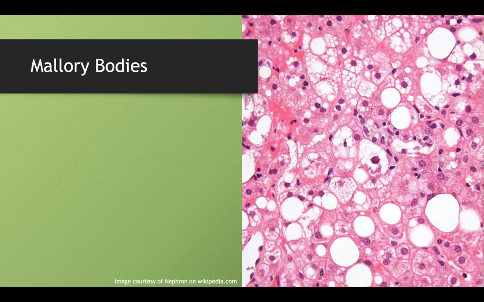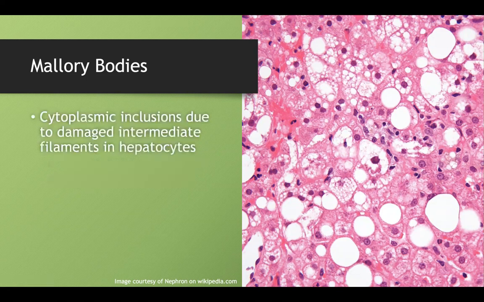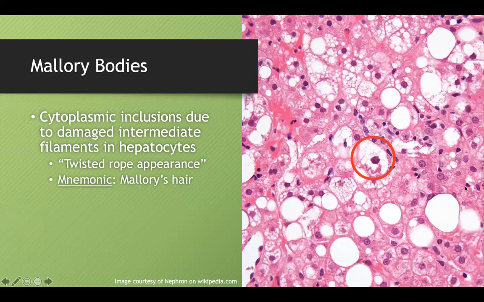So Mallory bodies are cytoplasmic inclusions due to intermediate filament damage in your hepatocytes. And if you look at the center of the screen here, you can see a Mallory body right here. It provides this twisted rope appearance, as you can see how it has this twisted rope. And I just remember when I hear Mallory, I think of a girl's name, so I think of Mallory's hair here that you can see inside of each of these cells.